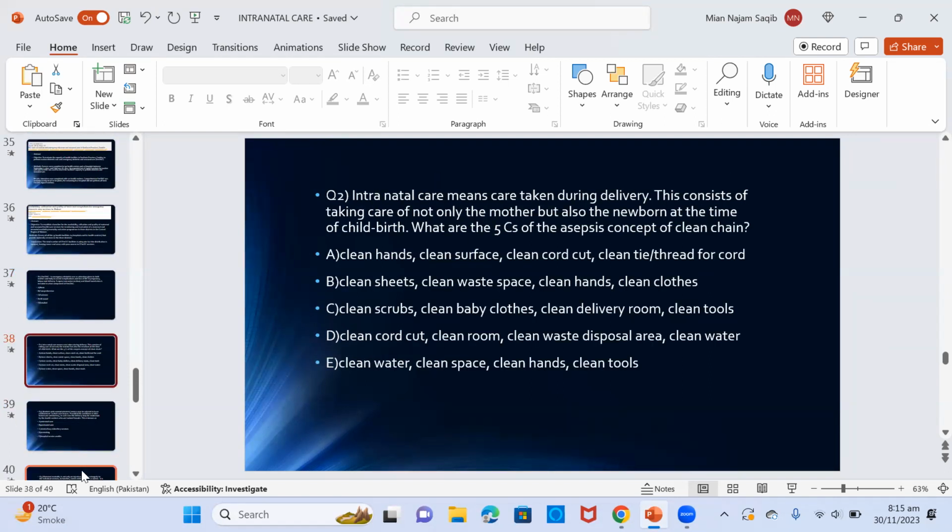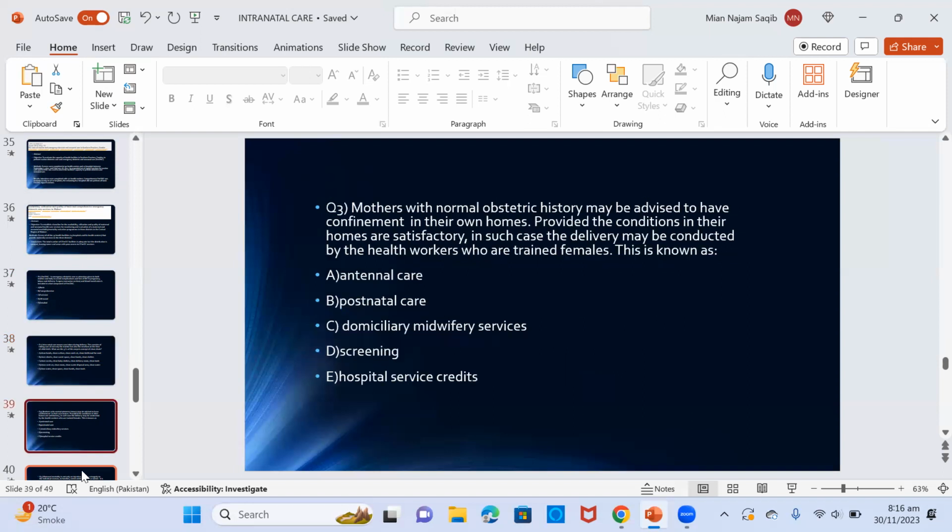Question number 2. Intranatal care means care taken during delivery. This consists of taking care of not only the mother but also the newborn at the time of childbirth. What are the 5 C's of the asepsis concept of clean chain? A. Clean hands, clean surface, clean cord cut, clean tie, thread for cord. B. Clean sheets, clean waste space, clean hands, clean clothes. C. Clean scrubs, clean baby clothes, clean delivery room, or clean tools. D. Clean cord cut, clean room, clean waste disposal area, or clean water. Or E. Clean water, clean space, clean hands, or clean tools. A. Yes, the answer is A.